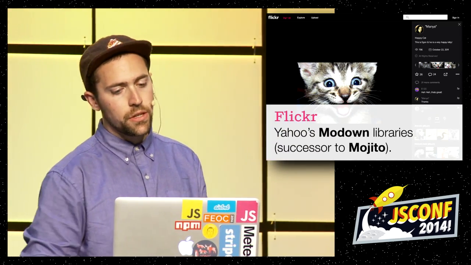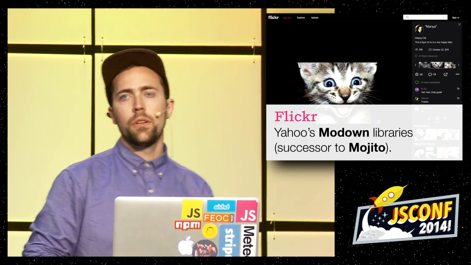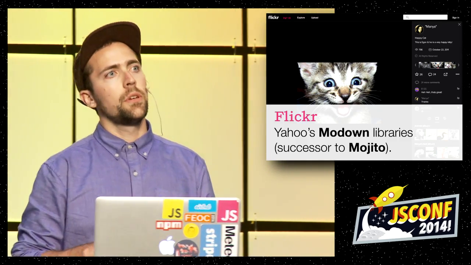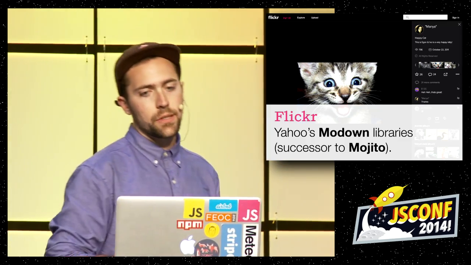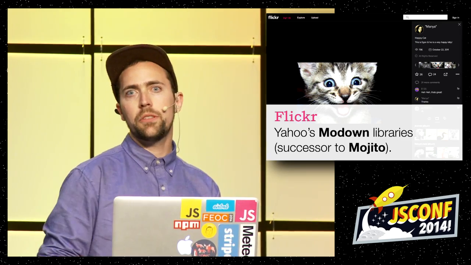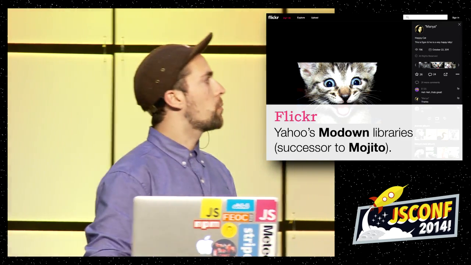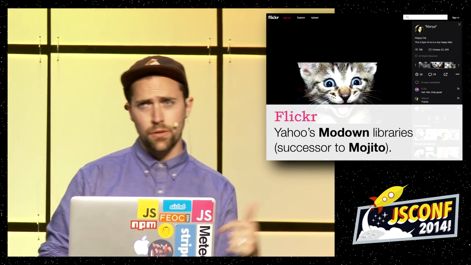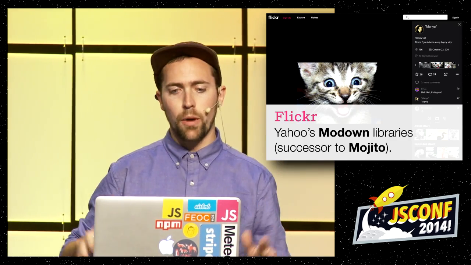And Flickr does this using Yahoo's Modown libraries. I think there's some Modown developers in the audience from Yahoo, but basically it's a collection of loosely coupled modules kind of based around Express that lets you build apps like this. And it's a successor to Mojito. Mojito was Yahoo's really ambitious, large project that attempted to build isomorphic apps. They used it internally a few years ago, but it never really caught on more broadly because it's so monolithic and it's very YUI-ish.